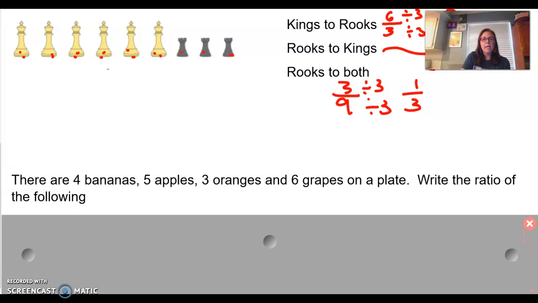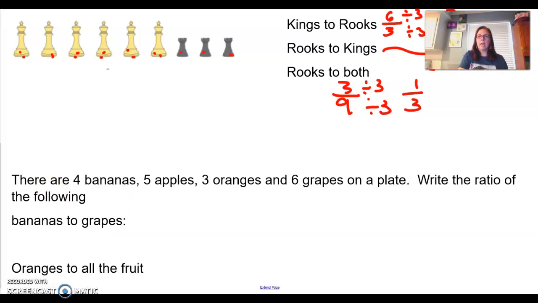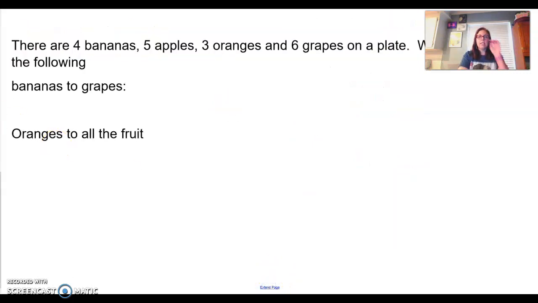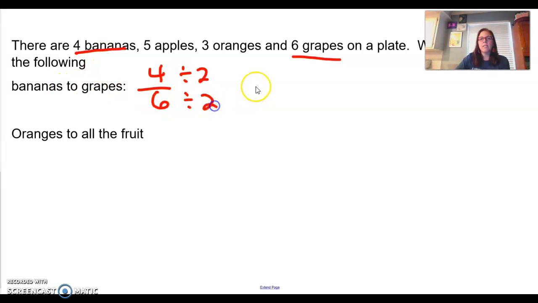There are 4 bananas, 5 apples, 3 oranges, and 6 grapes on a plate. Write a ratio of the following: bananas to grapes. How many bananas are there? There's 4 bananas and there's 6 grapes. It matters the order. Whatever it says first is what you put first, and we can simplify these to be 2 to 3.